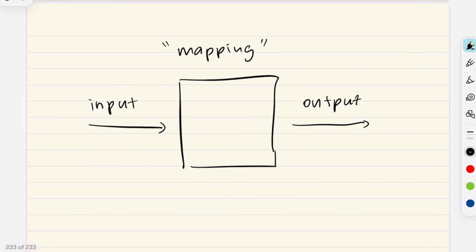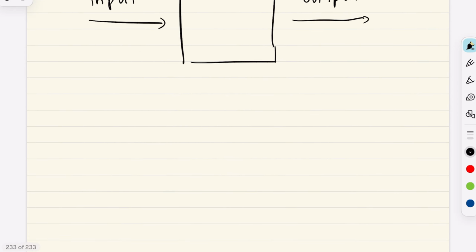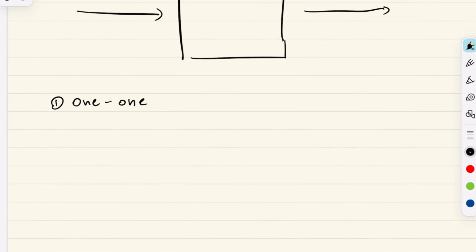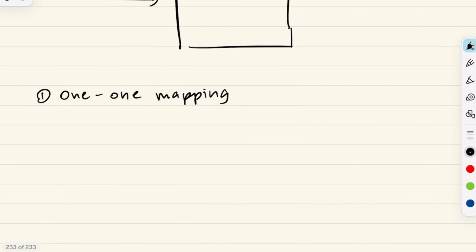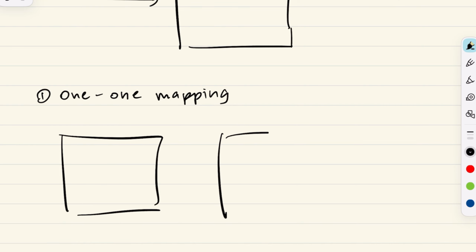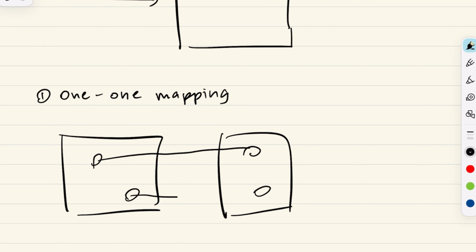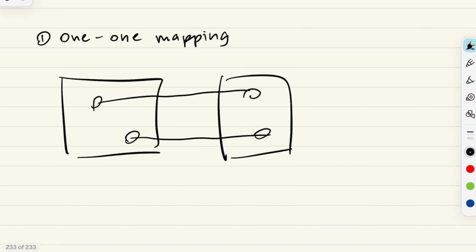All right, so there are three main types of mappings. The first one is a one-to-one mapping. In a one-to-one mapping, each input, let me just draw that out. These are inputs, these are outputs. Each input gives exactly one output. So it's going to be connected something like that.